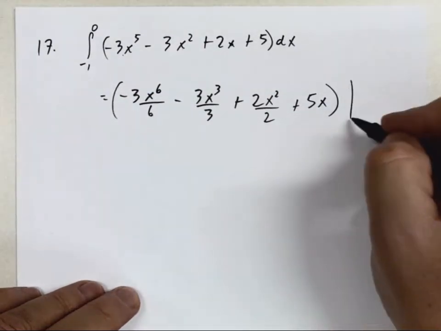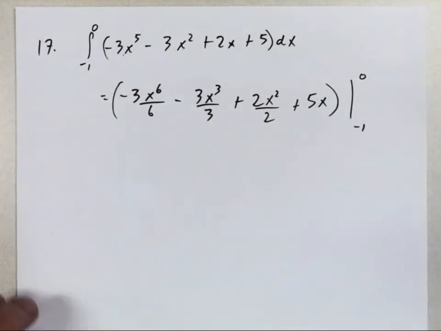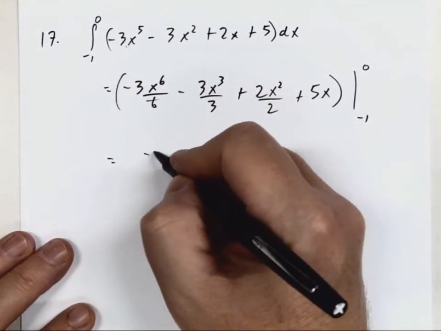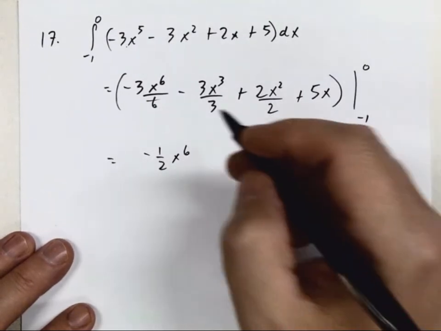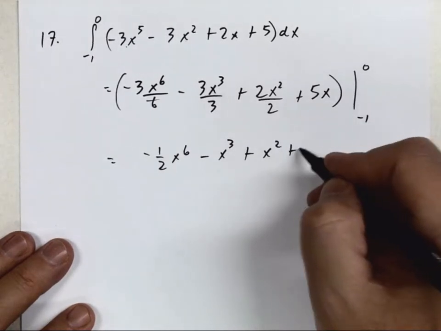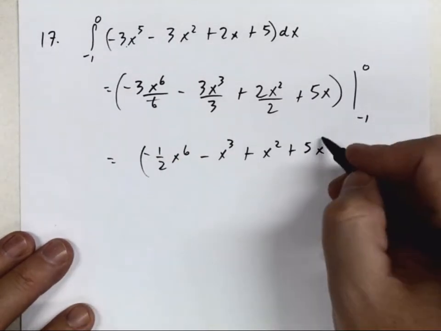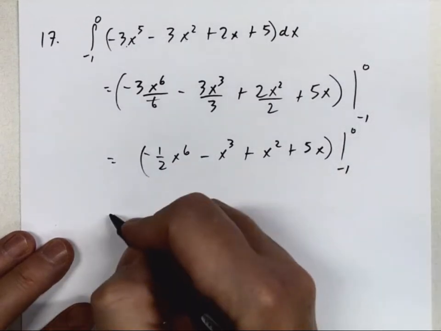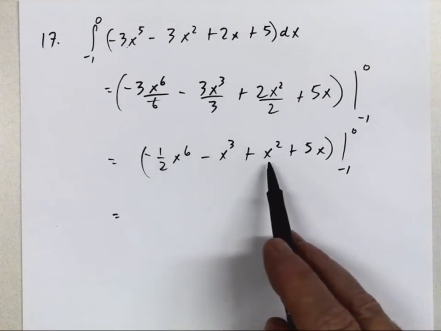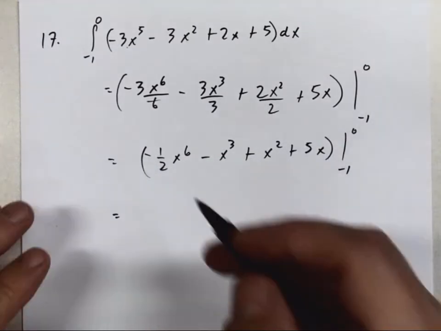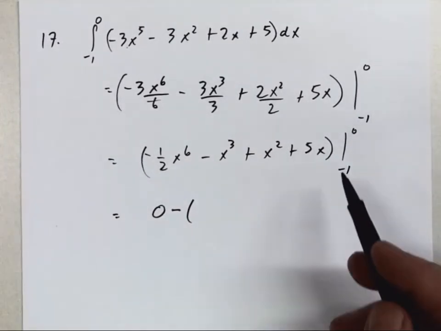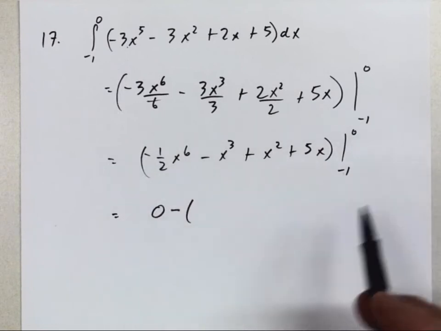And now this whole thing, now it's sort of messy. I guess let's simplify this. This is negative 1/2 x to the 6th minus x to the 3rd plus x squared plus 5x. So what I have to do is plug in 0 for all my x's. Now if you look, every term has an x. So this whole thing is just going to be 0, but be careful because it's still going to be 0 minus. Now I'm going to plug in minus 1 into all my x's.